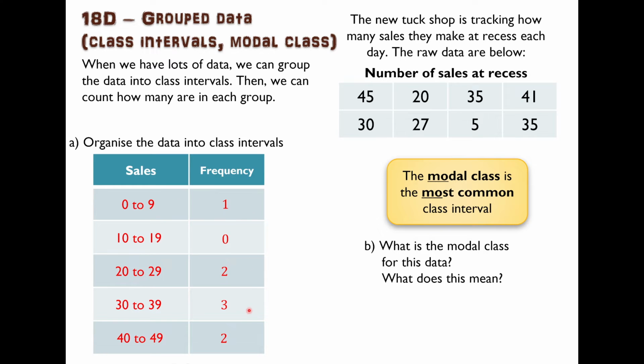Which of these 5 class intervals, these 5 categories, groups maybe, is most common? The 30 to 39 sales category is the most common, with 3 results. This means that the tuck shop usually makes 30 to 39 sales at recess. It's most likely that the number of sales that they make will fit into this class interval.